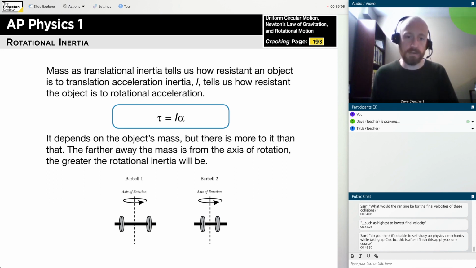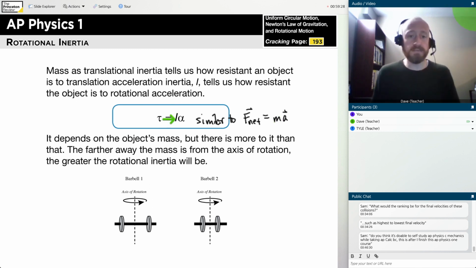So we can make the note that this is similar to what we had before with F net is ma. So that rotational action leads to a proportional rotational acceleration. And this I here is kind of like mass, right? Where mass was inertia or that resistance to a change in motion. Here, it's a resistance to a change in rotational motion. So this is called the rotational inertia.